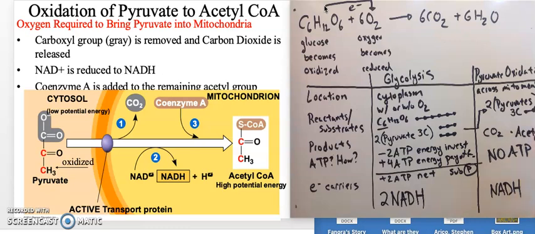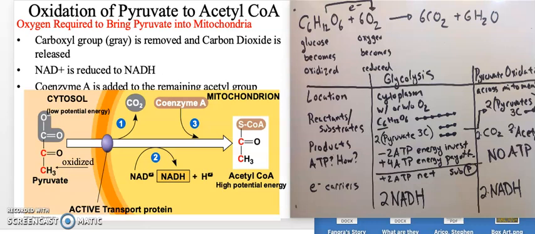Now remember, pyruvate oxidation happens twice for each initial glucose molecule. So from 1 pyruvate, we get 1 carbon dioxide, 1 acetyl-CoA, and 1 NADH. But because we have 2 pyruvates from each starting glucose molecule, we get a total from 1 glucose molecule of 2 carbon dioxides, 2 acetyl-CoAs, and 2 NADH from pyruvate oxidation.